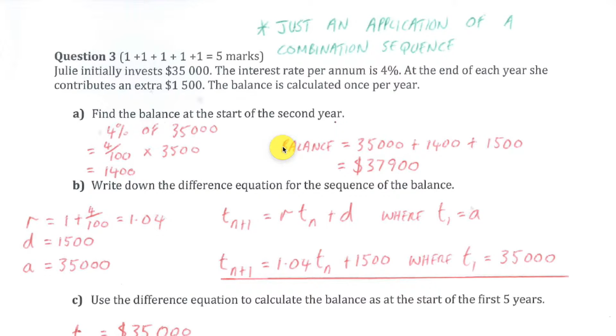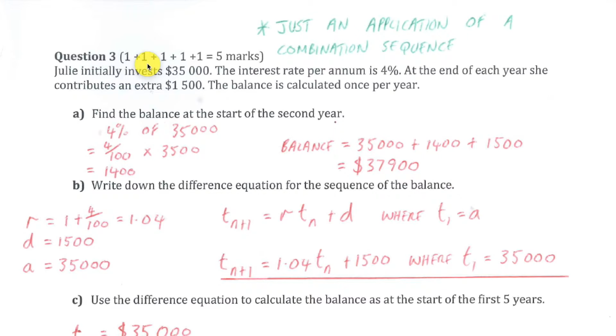The balance is then going to be the 35,000 initially invested, plus the interest earned of 1,400, plus she makes a contribution of $1,500 at the end of the year, so 1,500 is added on as well. And we end up with $37,900.